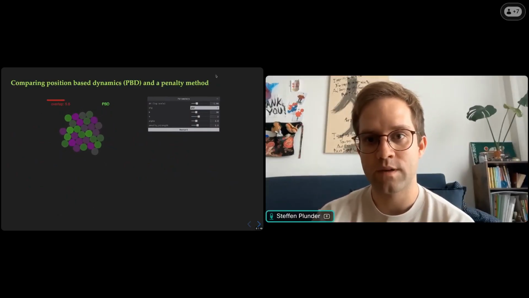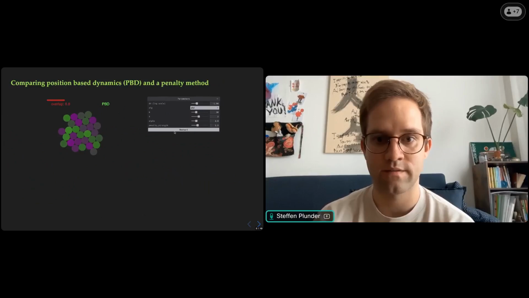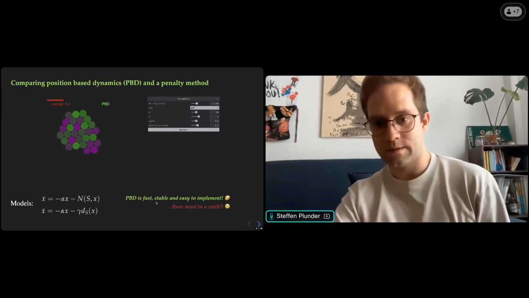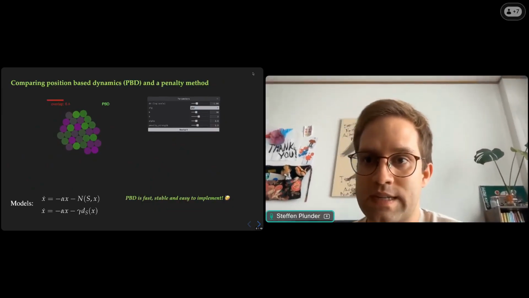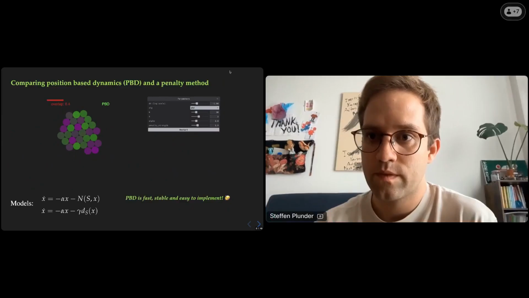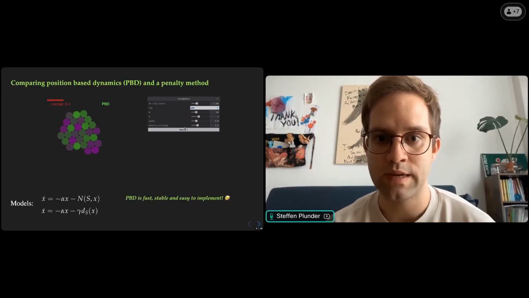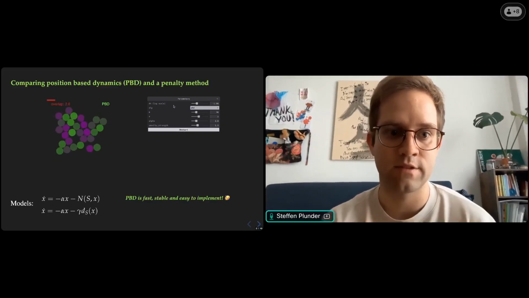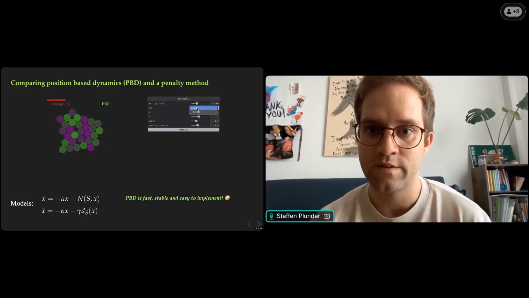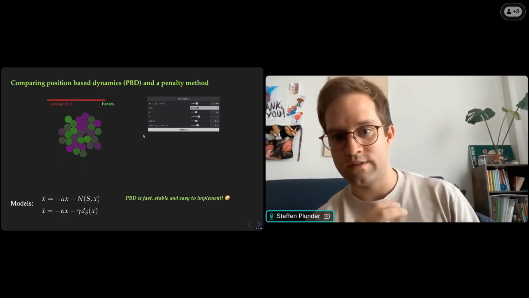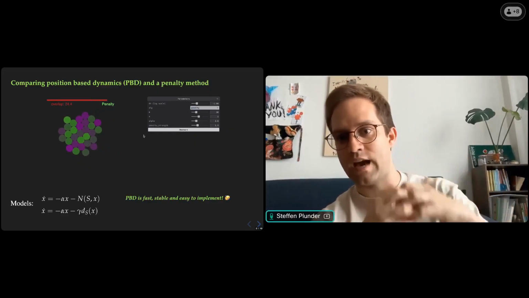Here I have a small simulation which shows a very simple setup where I want to demonstrate the difference between the penalty method and this position-based dynamics method. At the moment, I use position-based dynamics to simulate these cells, and it works fairly well. Now, if I change to the penalty method and simulate the same setting, we will see that cells start to overlap.